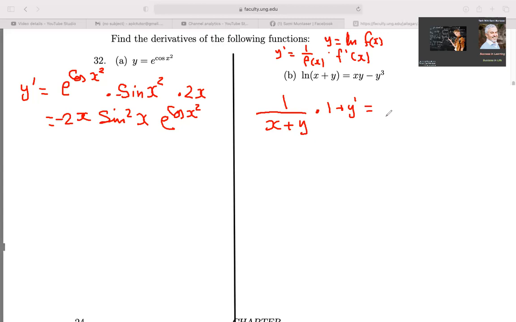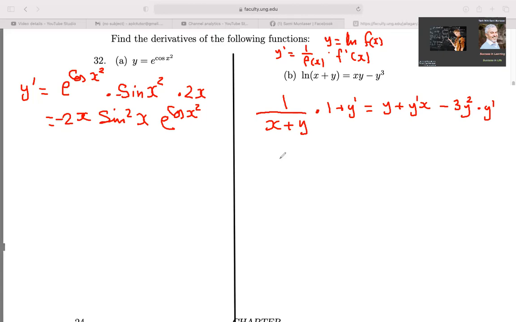Equals. Now, here we're going to have the product rule for xy. So it's going to be the derivative of x, which is 1, times y, so y, and then plus the derivative of y, which is 1 times y prime, times this x. Now we go to this. Sorry, the derivative of y cubed is 3y squared times dy/dx, or y prime.